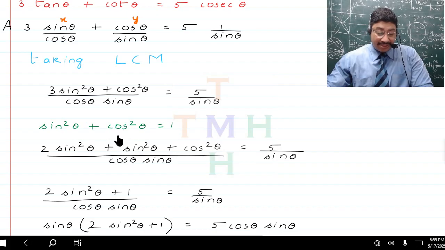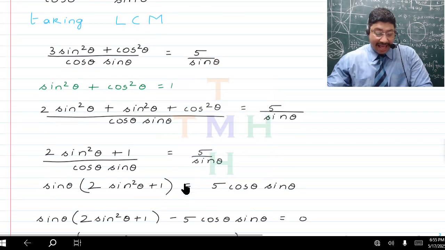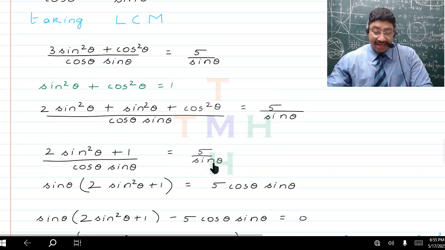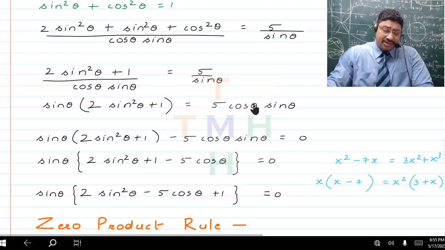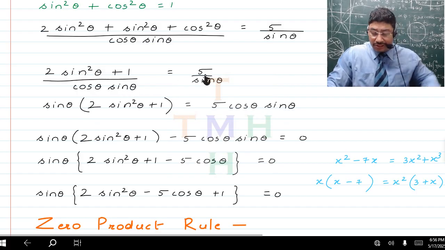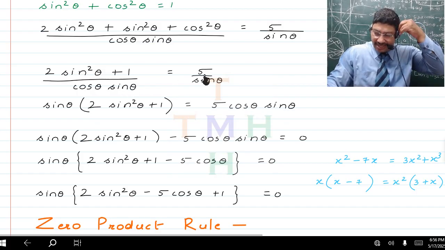Since we know that sine square theta plus cos square theta is equal to 1, this is going to become equal to 2 sine square theta plus sine square theta plus cos square theta, that is 1, that is 2 sine square theta plus 1, and the rest of the entirety is the denominator, and the other side will remain the same. Now here, children, you are actually pulled into cancelling off the sine theta, but you shouldn't do it, because if you cancel off the sine theta, one of the roots or zeros is going to be lost.